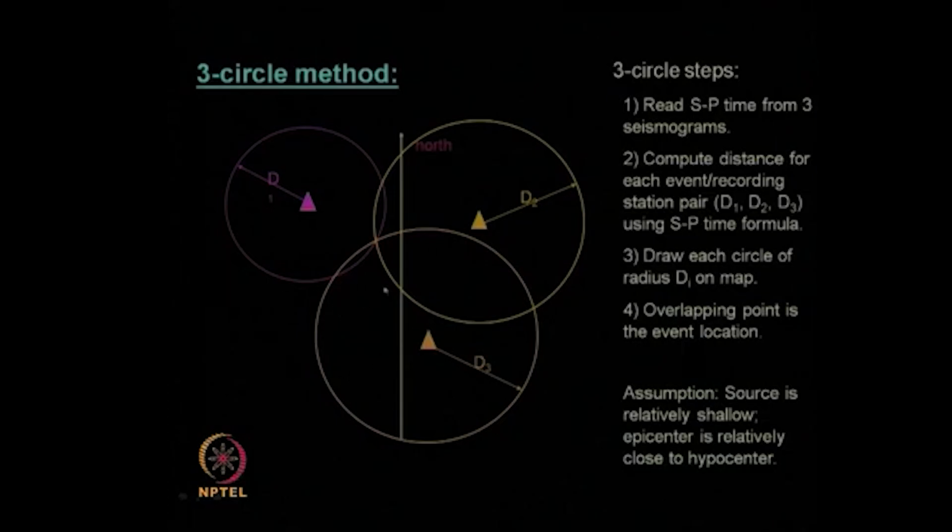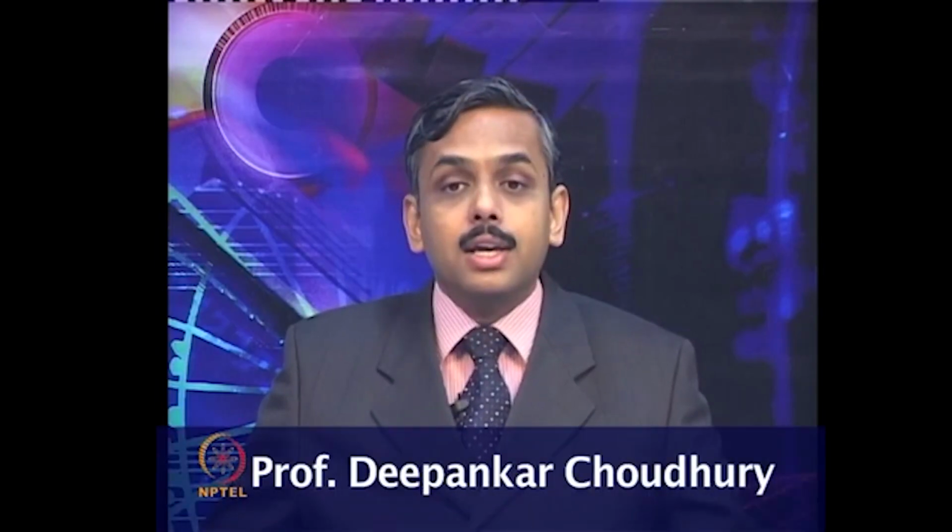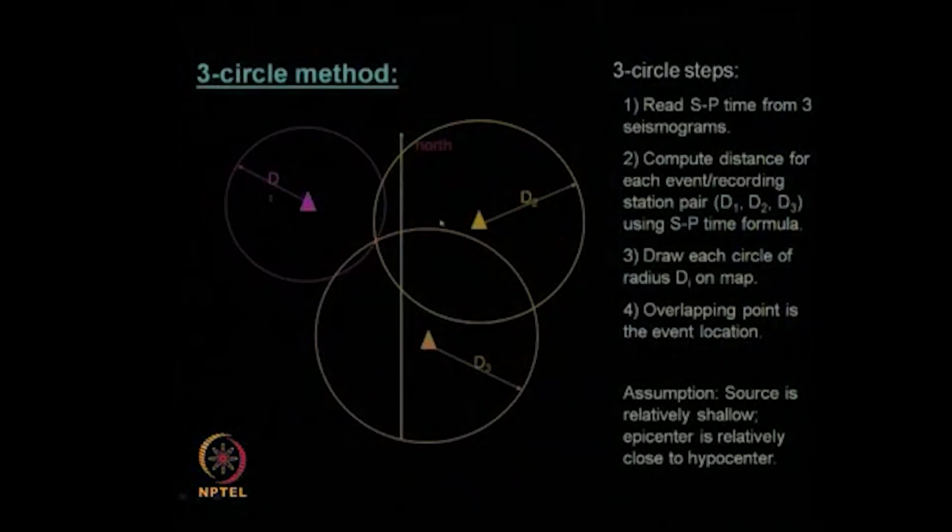Now, you have understood the limitation of this method: it has to be a shallow earthquake. If it is an intermediate or deep earthquake, the 3-circle method has to be used very cautiously, because the calculation of d using Vs or Vp of 3 km per second and 6 km per second may not be valid in that case. And if it is not converging to a particular point, we can use more circles. So, the minimum is 3, but more circles may give us a better result.